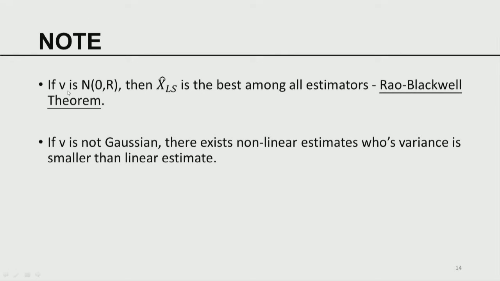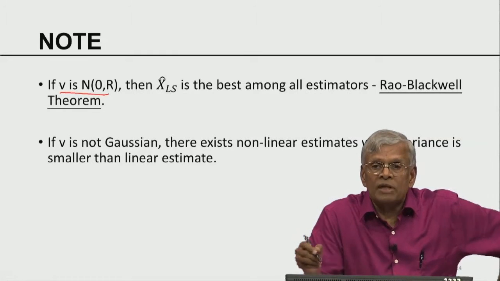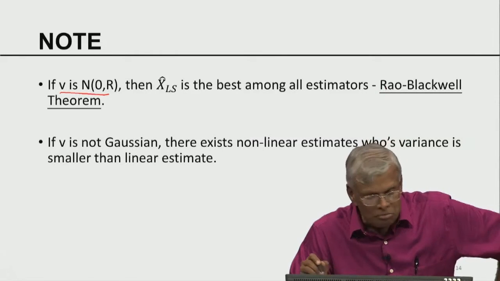Until now, I only assumed the noise V has a mean 0 and the covariance R. We did not explicitly invoke the Gaussian nature of V. So all the analysis so far depends only on the fact that V has mean 0 and covariance R. It need not necessarily be Gaussian. In addition, if somebody tells you V is indeed Gaussian, as in this case, there is a further extension of the Gauss-Markov theorem, called the Rao-Blackwell theorem.